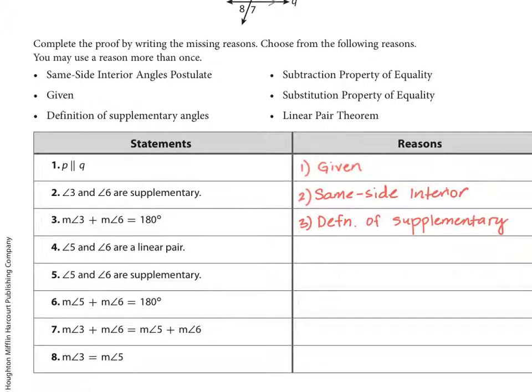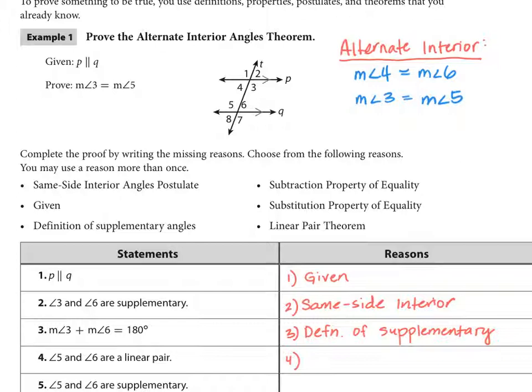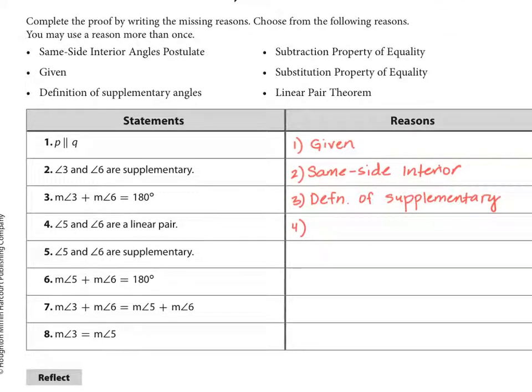Statement number 4 says that angle 5 and angle 6 form a linear pair. They are a linear pair. And if you look at the picture, it shows that they actually look like a linear pair because they're right next to each other. So here's angle 5 and angle 6. Linear pair because they share a side. They form this straight line right here. So it just looks like a linear pair. So I'm going to say that it is by definition of a linear pair. That's why we can make that statement.